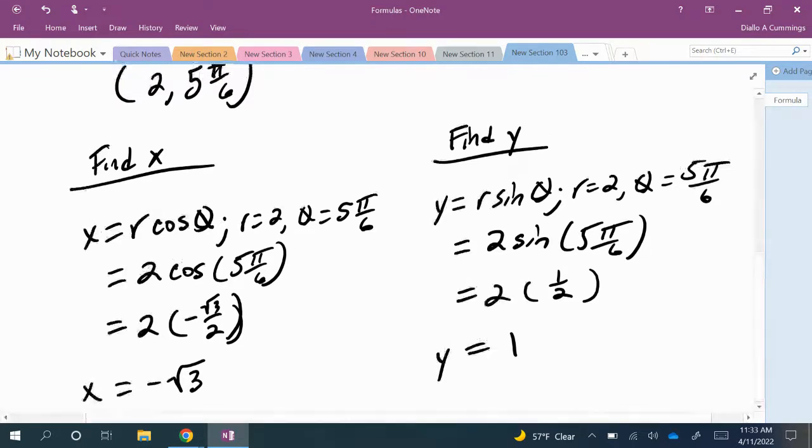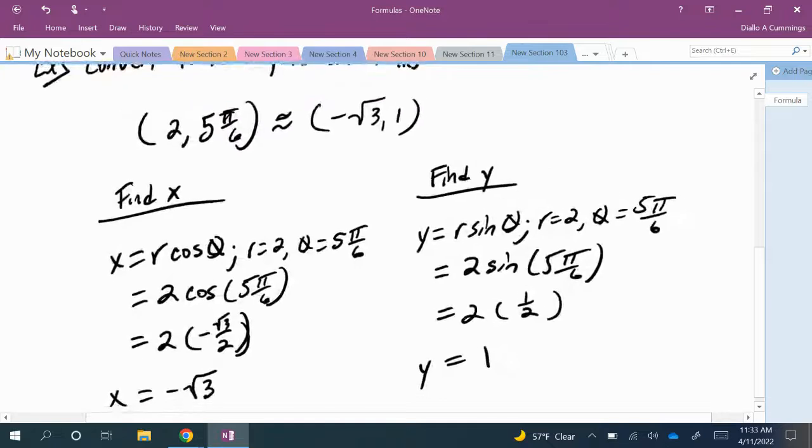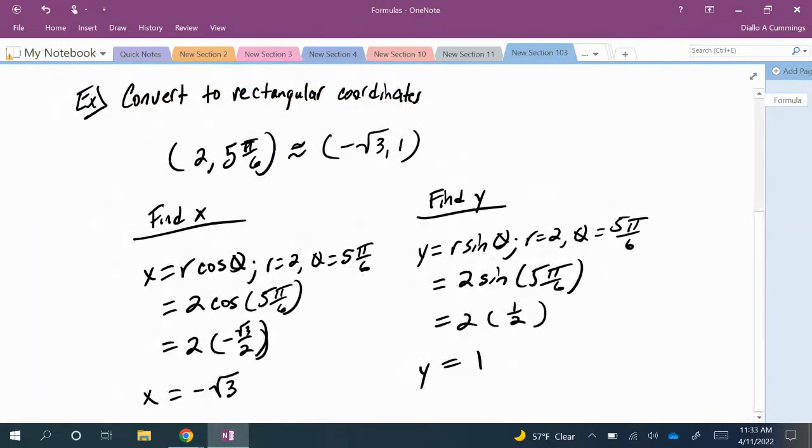All right, so the polar coordinate 2, 5 pi over 6 has the equivalent rectangular coordinates of negative square root of 3, 1. All right, so that is the hand method.